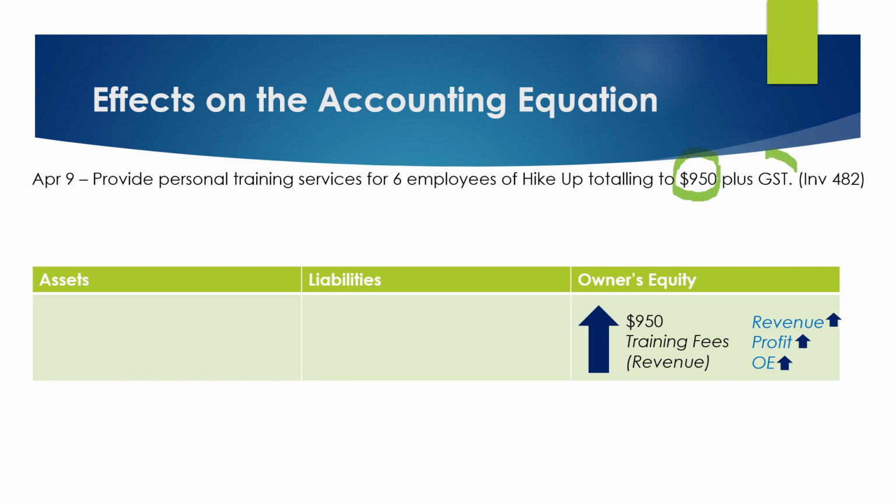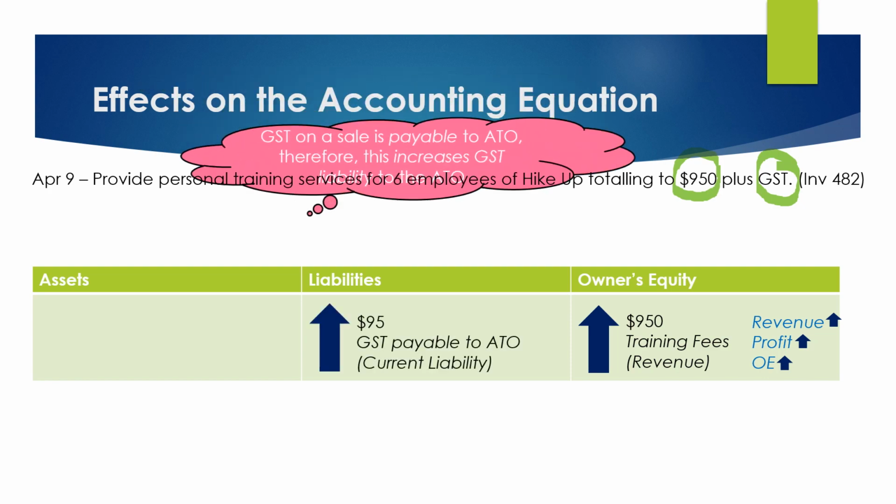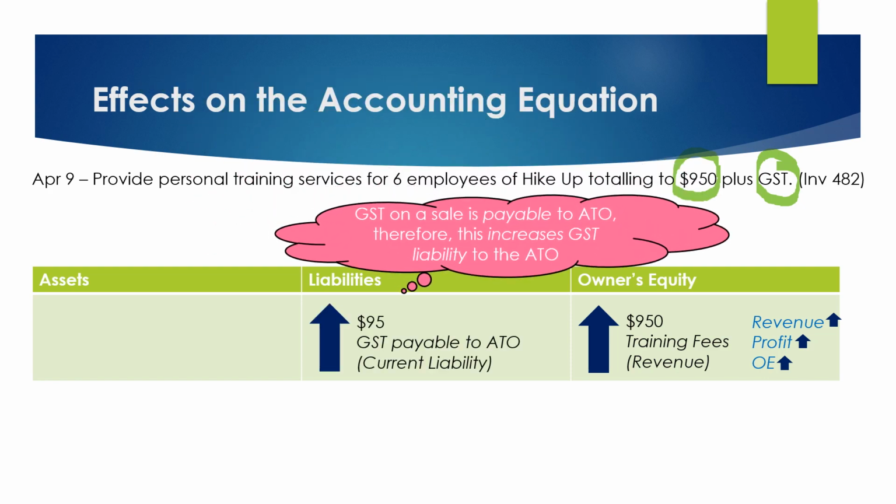Next, we're going to look at GST and how this affects the accounting equation. In this case, the GST of $95 will lead to an increase in liabilities. Why? Because this is a GST on a sale, and therefore it is a payable amount to the ATO. Therefore, this increases GST liability to the ATO.